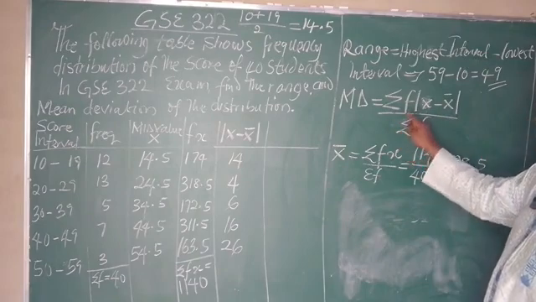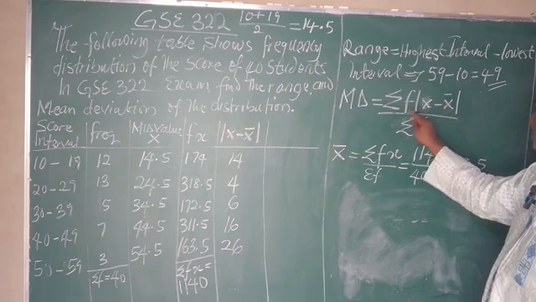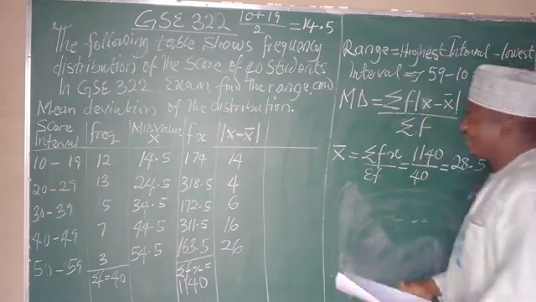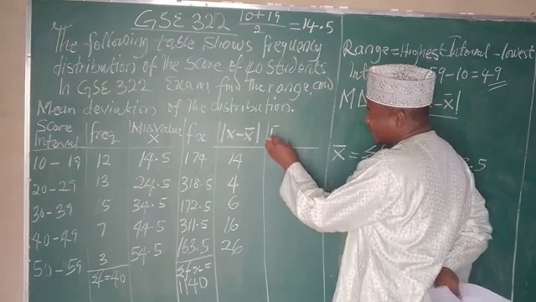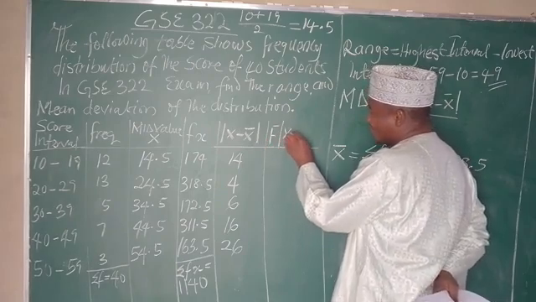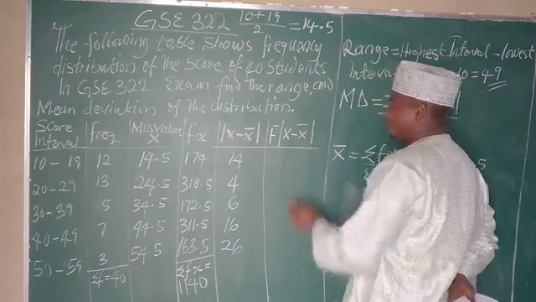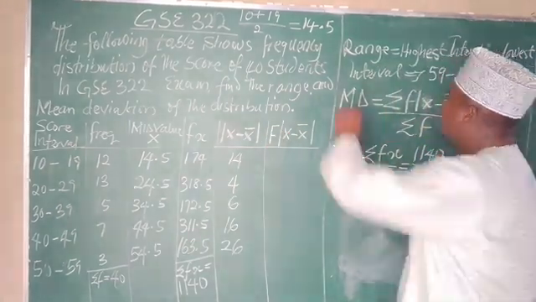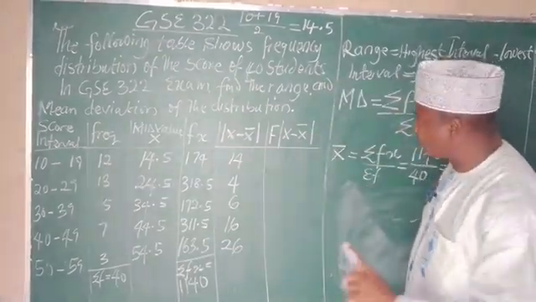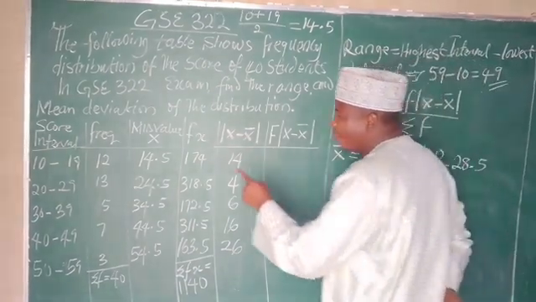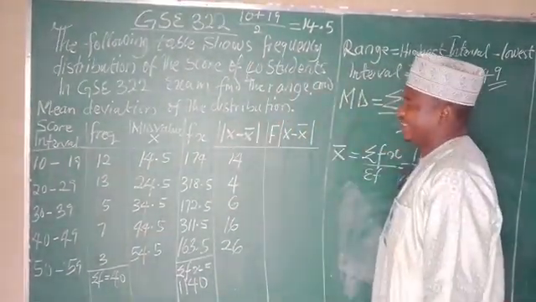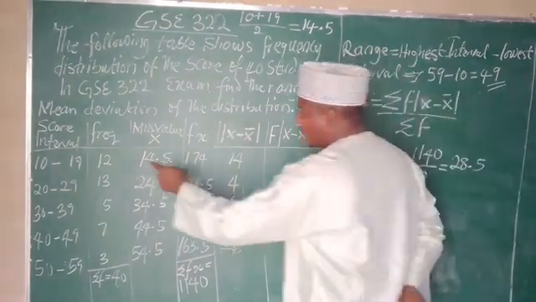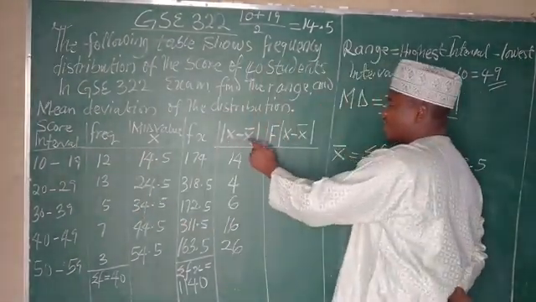So now we are going to look for f times the value of the mean deviation. Therefore, this is the column for that: f times the absolute value of x minus x bar. What does this mean? It means the value of f, that's the frequency, and the value of the deviation, x minus x bar.